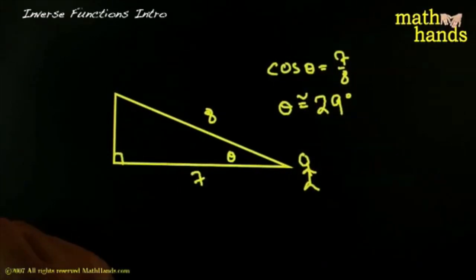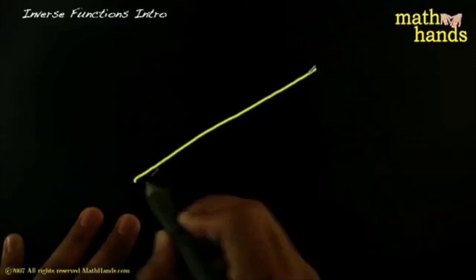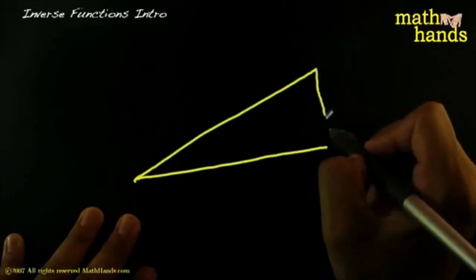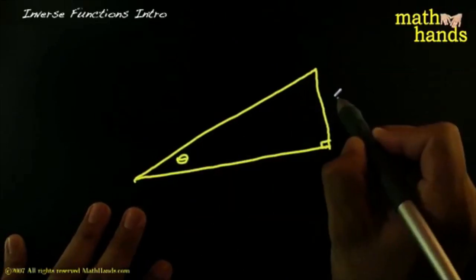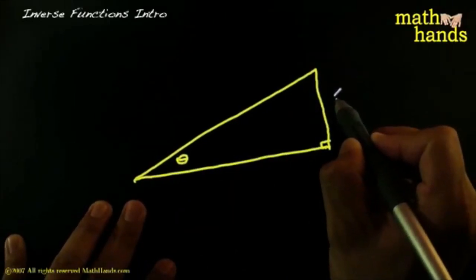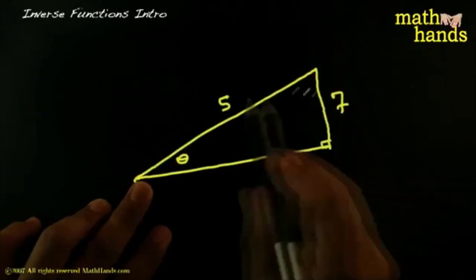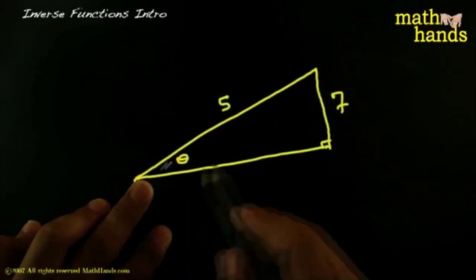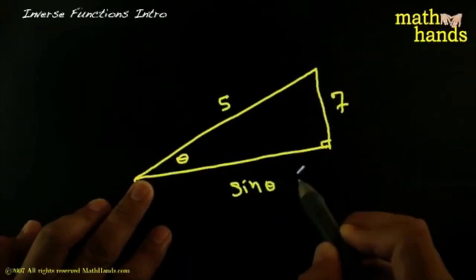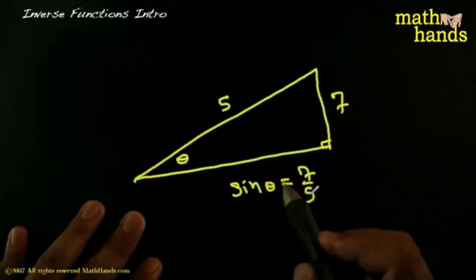Let's try another one. What if you have theta here, and what if this side over here is 7 and this one is 5? Well, which sides are being given? The opposite and the hypotenuse. So sine is the one I want. Sine would be opposite over hypotenuse.